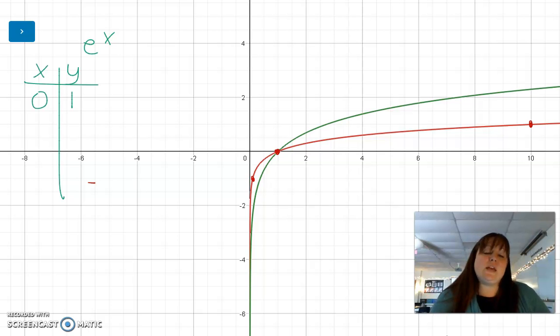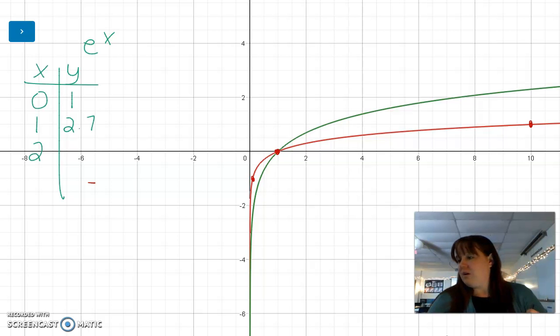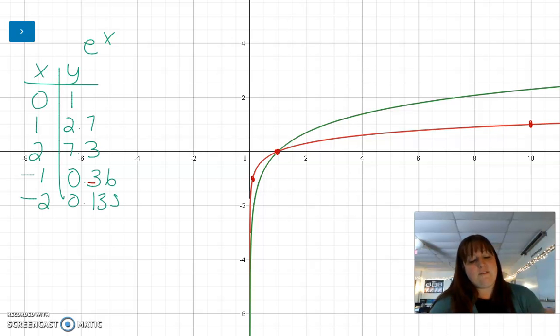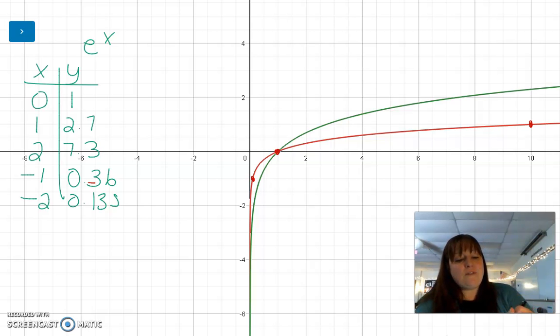When you put 0 in, you get out 1 because anything to the 0 is 1, okay? When I put in 1, I get out about 2.7, and when I put in 2, I get out about 7.3. I had to do that on my calculator before because I could not remember. And when I put in negative 1, I get about 0.36, and when I put in negative 2, I get out 0.135.